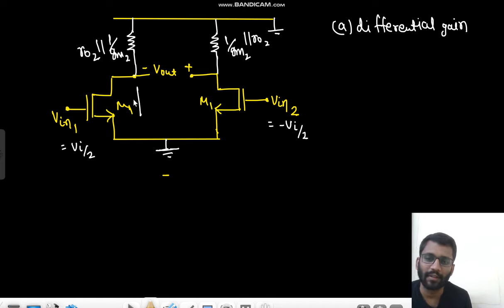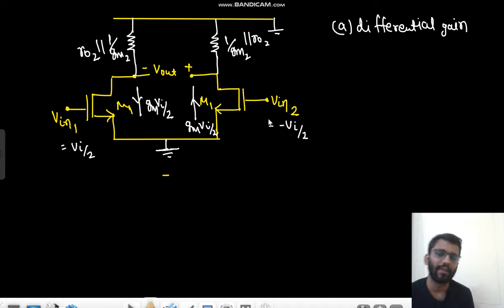What is the current flowing here? It is GM VI by 2. And what is the current flowing in the upward direction? It is GM VI by 2. Did you get it? Here in the downward direction, we have minus GM VI by 2. So in the upward direction, we have GM VI by 2.